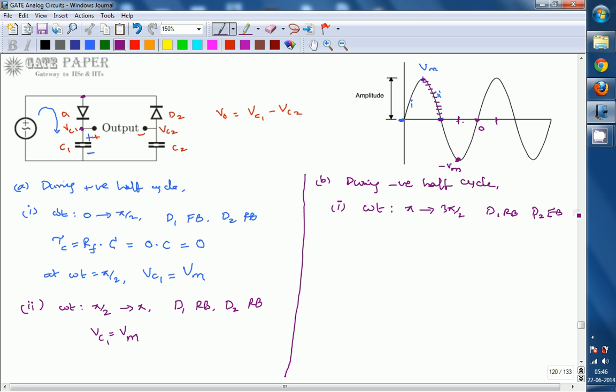Once diode 2 is forward bias, it is assumed as an ideal diode, so the capacitor charges, with the current flowing in this direction. Look at the direction of current. Whenever the diode is forward bias, current flows from P to N. So now capacitor C2 charges with the polarity as shown, this is plus and this is minus. Vc2 charges with a time constant.